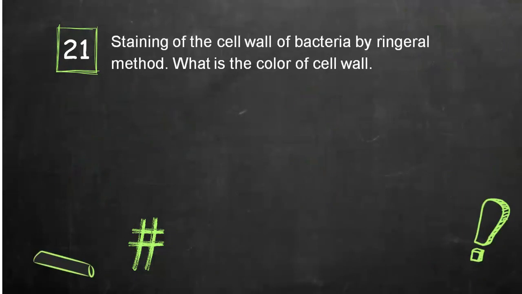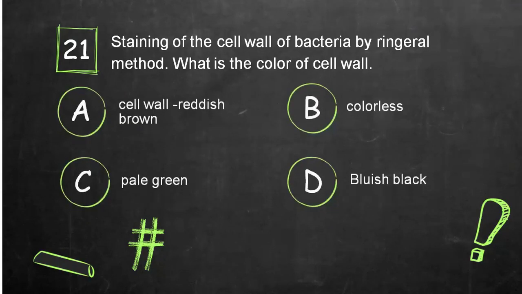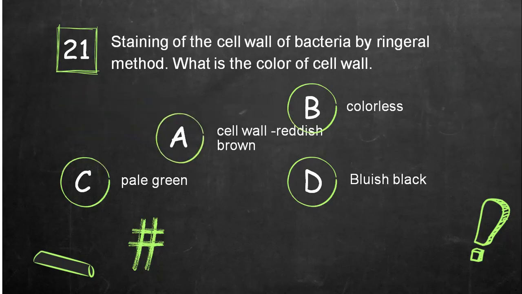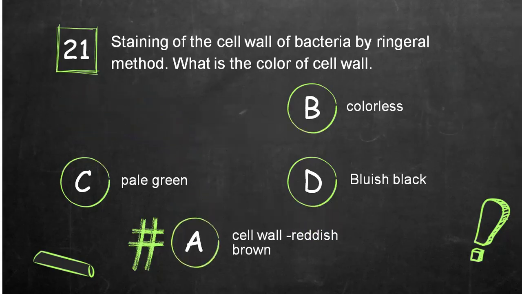Next question, staining of the cell wall of bacteria by the Ringer method. What is the color of the cell wall in the Ringer method? Option A, cell wall appears reddish brown. Option B, cell wall is colorless. Option C, cell wall appears pale green. Option D, bluish black. Here the right answer is option A. So the cell wall appears reddish brown in color.